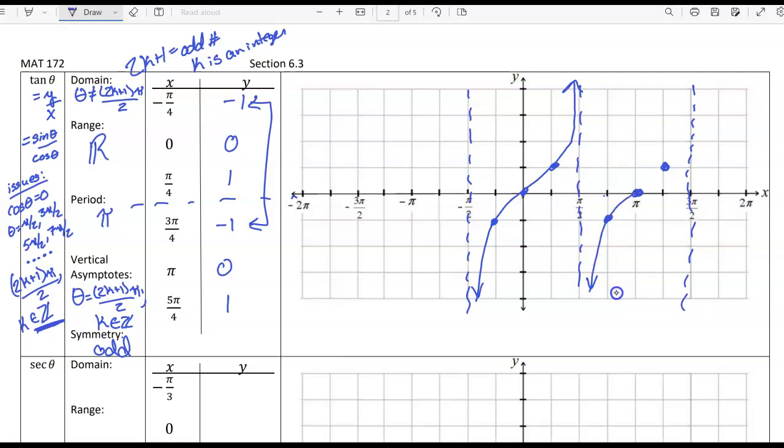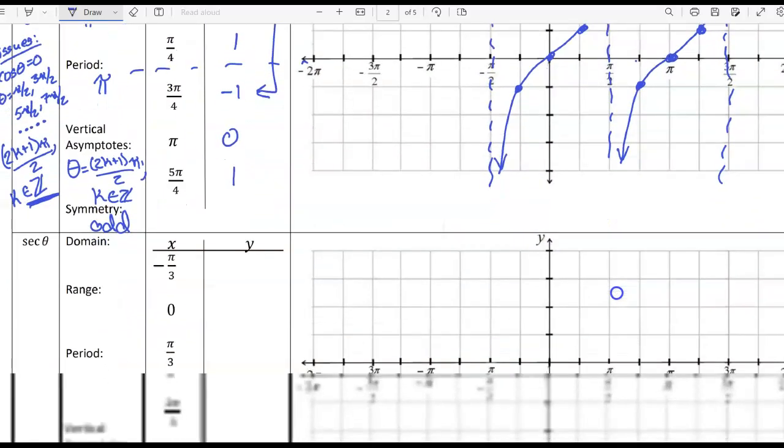It's doing this kind of fun thing. The hardest part, I think, about the tangent is figuring out what that domain is going to be and what that means in terms of vertical asymptotes. So those are the three big ones: sine, cosine, and tangent. You may want to take a few minutes, pause the video, see if you can finish this worksheet for secant, cosecant, and cotangent, and then come back and check your answers.